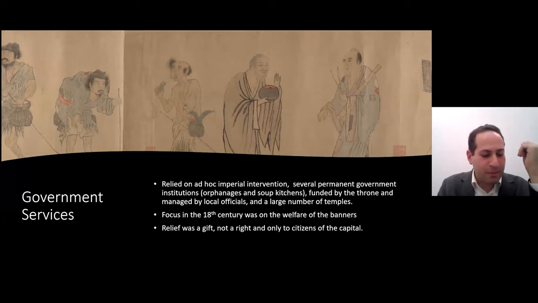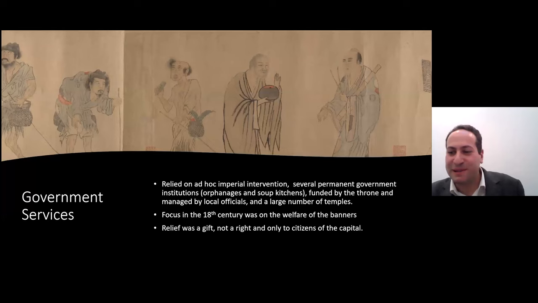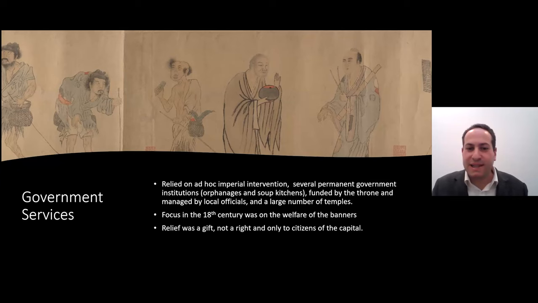We don't have much time, but if you can indulge me, I'm on the final thing. I wanted to talk briefly about government services and how poor people survived in the city. It was very ad hoc. There were orphanages and soup kitchens funded by the throne, managed by local officials, and mostly by Buddhist temples, but there wasn't really a welfare system as such. It depended on the whim of the ruler as a gift. There was no institution really to save them.